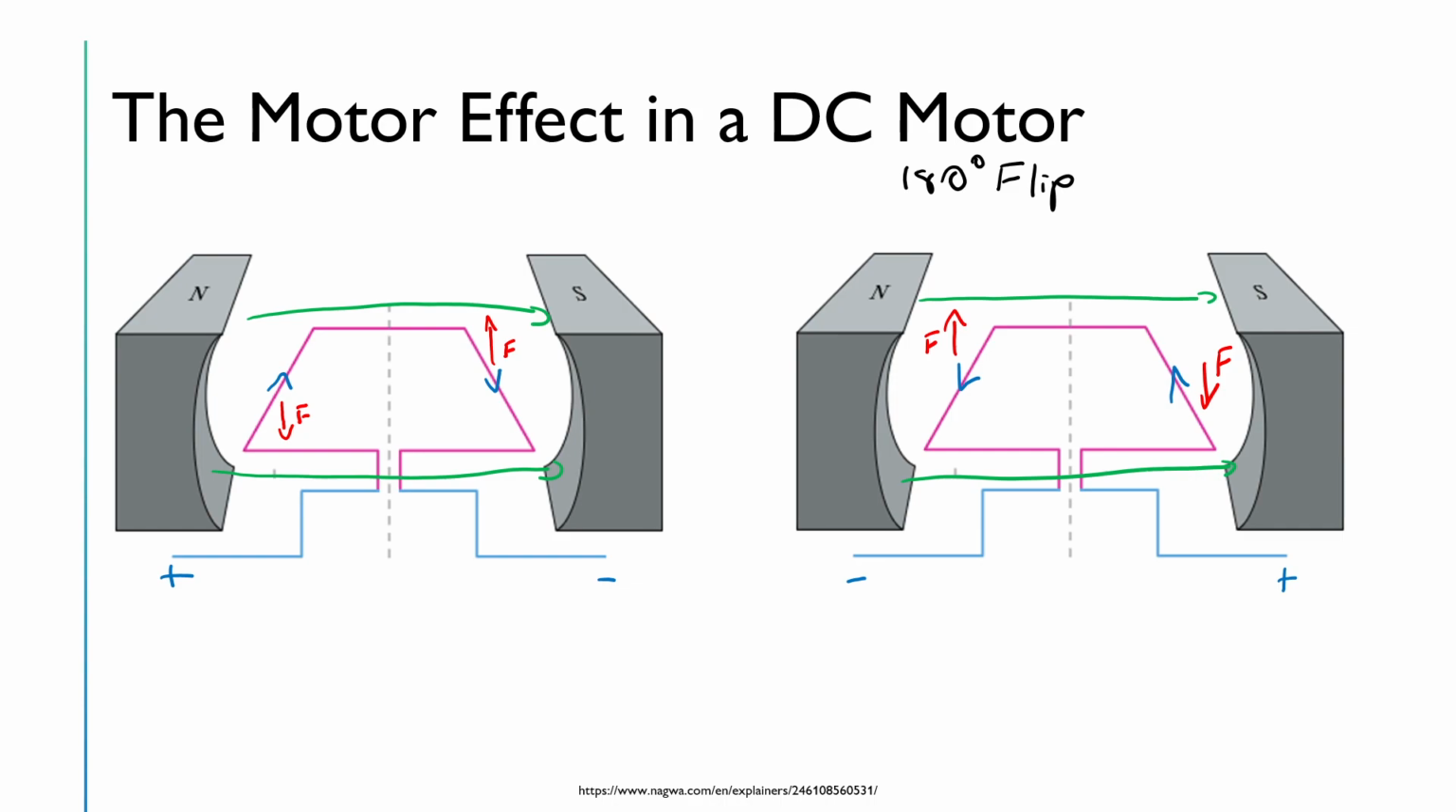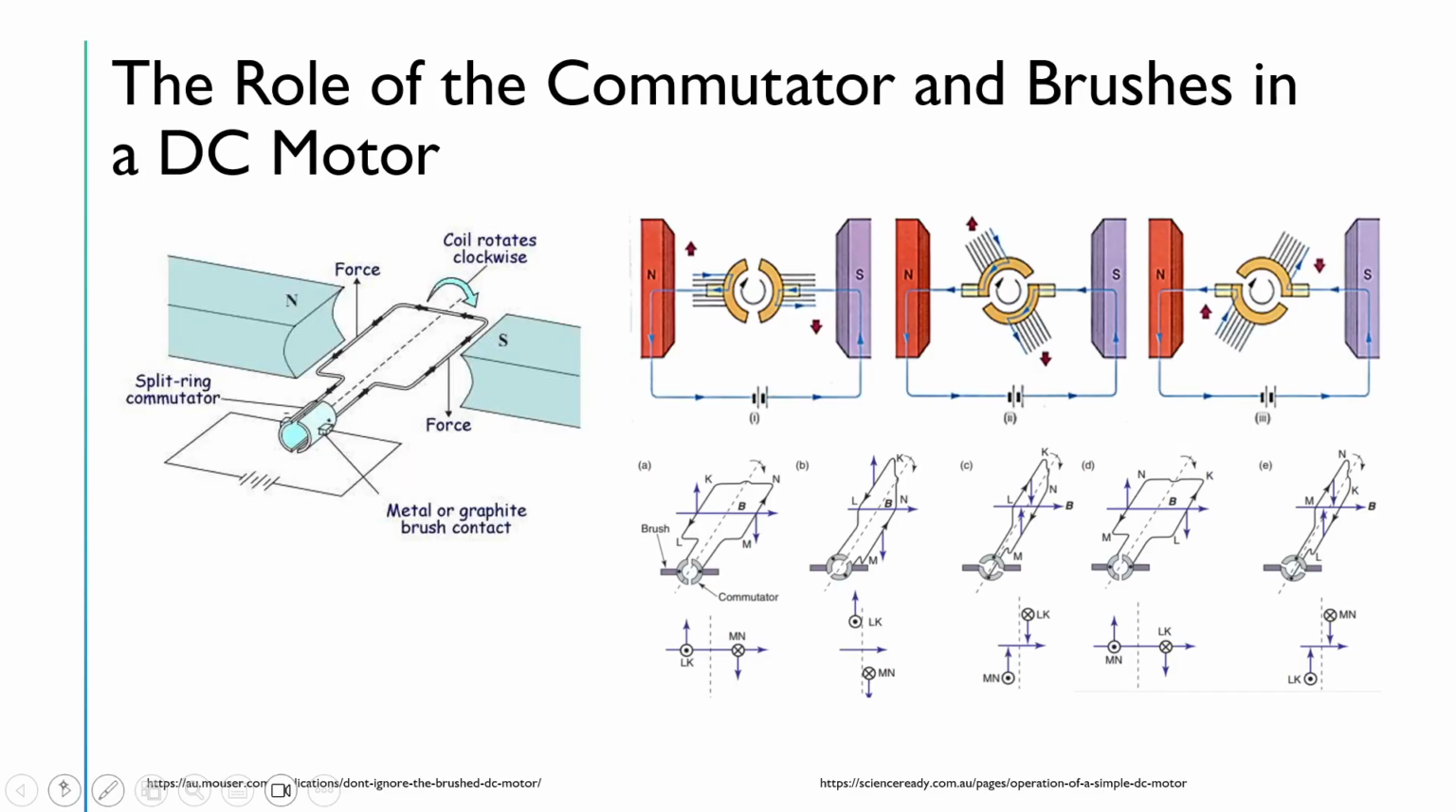This is not how DC motors actually work, and there's a key component missing from our diagram that stops us from having a functioning DC motor which rotates in one direction only. This is essentially a commutator.